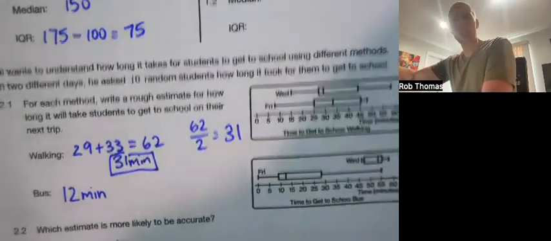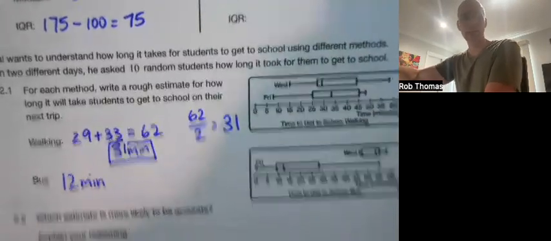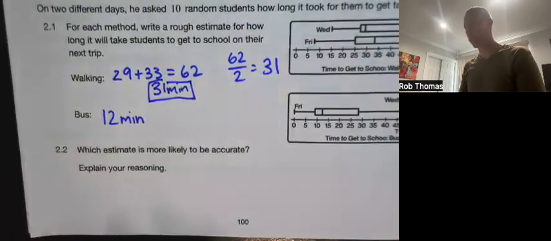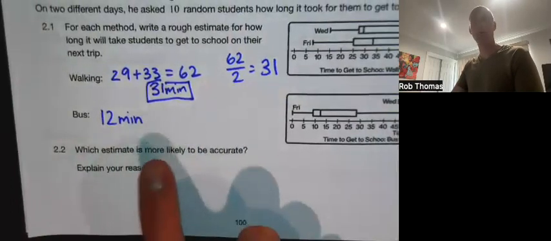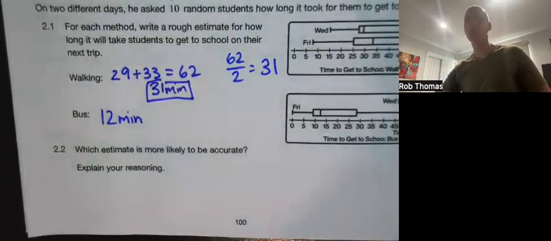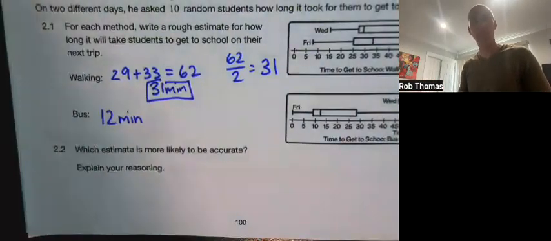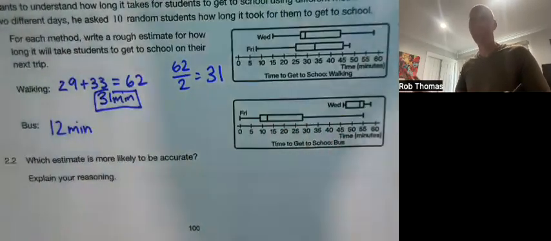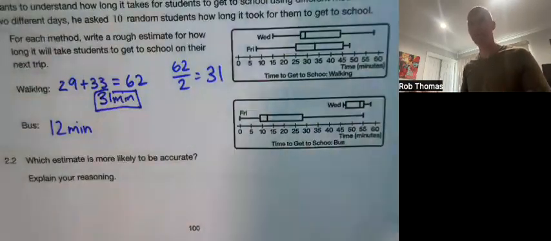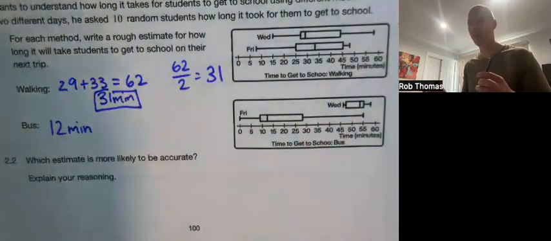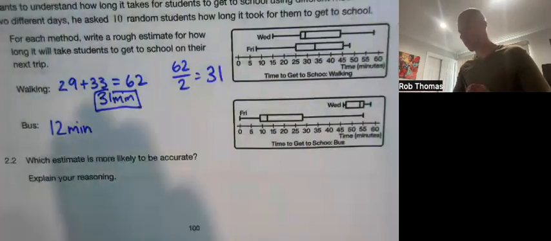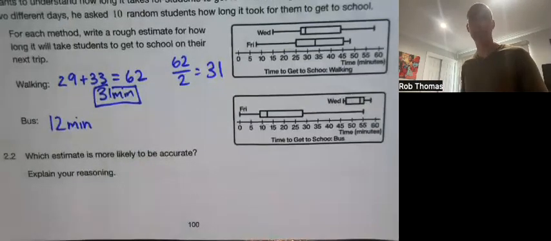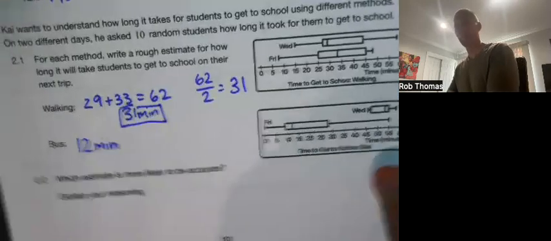And so 2.2 says, which estimate is more likely to be accurate? Explain your reasoning. I think by far the walking data is going to give us a more accurate estimate, because we have 2 days that look about the same. And so the data feels more reliable or repeatable. Whereas with the bus, the days are so different. We don't really know what's happening here. Some of this data is throwing us off. And so definitely the walking data is going to be more accurate. And I want you to write an answer here that summarizes essentially what I've been saying this whole time, please. And I'm going to move on.